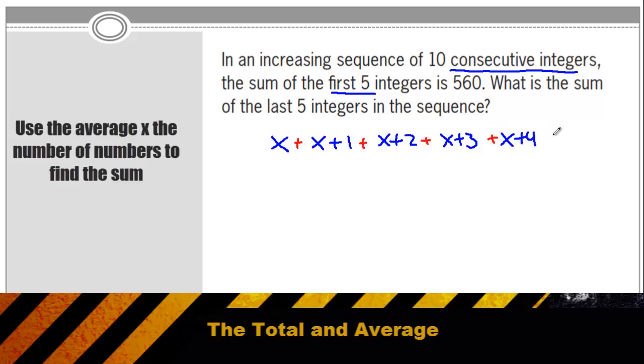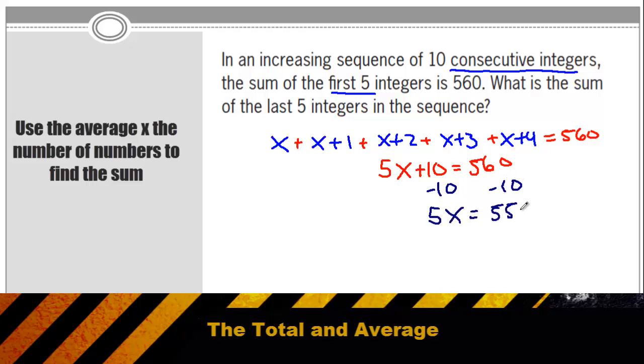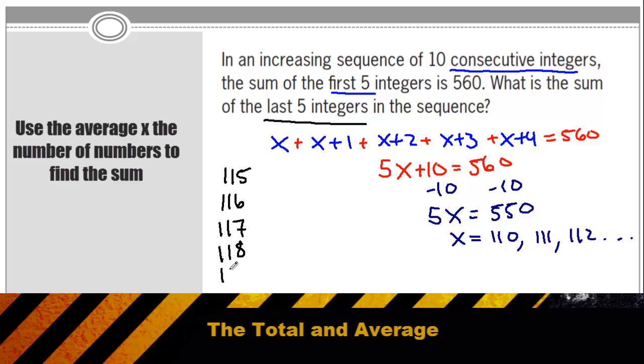Or to combine like terms, I could write that 5x plus 10 is equal to 560. Subtract 10 from both sides, and I get 5x is equal to 550, or x is equal to 110. And so the consecutive integers in my list are 110, 111, 112, and so on. But the question is asking for the sum of the last 5 integers. And so my last 5 integers would be 115 through 119.